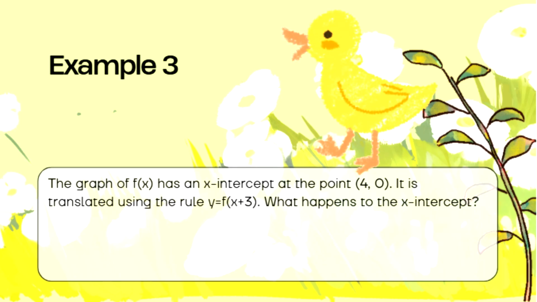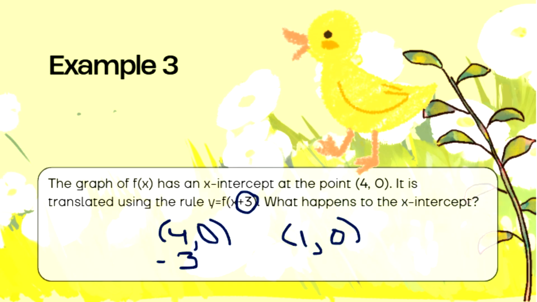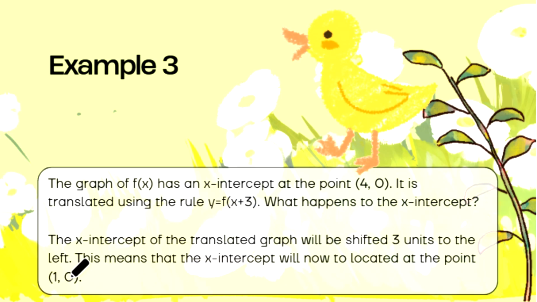Here's example 3. The graph of f(x) has an intercept at the point (4, 0). It is translated using the new rule y = f(x + 3). What happens to the x-intercept? Okay, so we know we started at (4, 0), and we know our rule is that we're adding 3. But this has to be opposite. So it's really 4 minus 3, which is going to be 1. So our new point is (1, 0). You just have to watch that opposite thing.